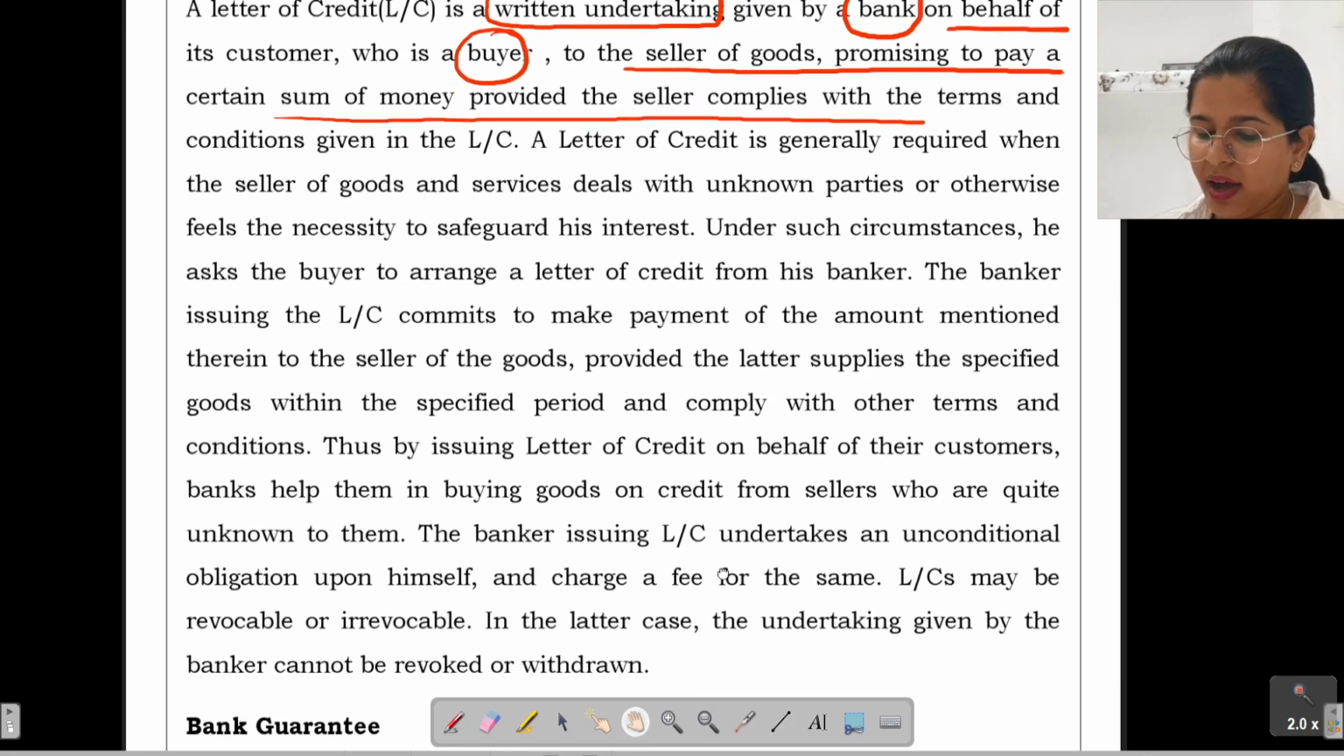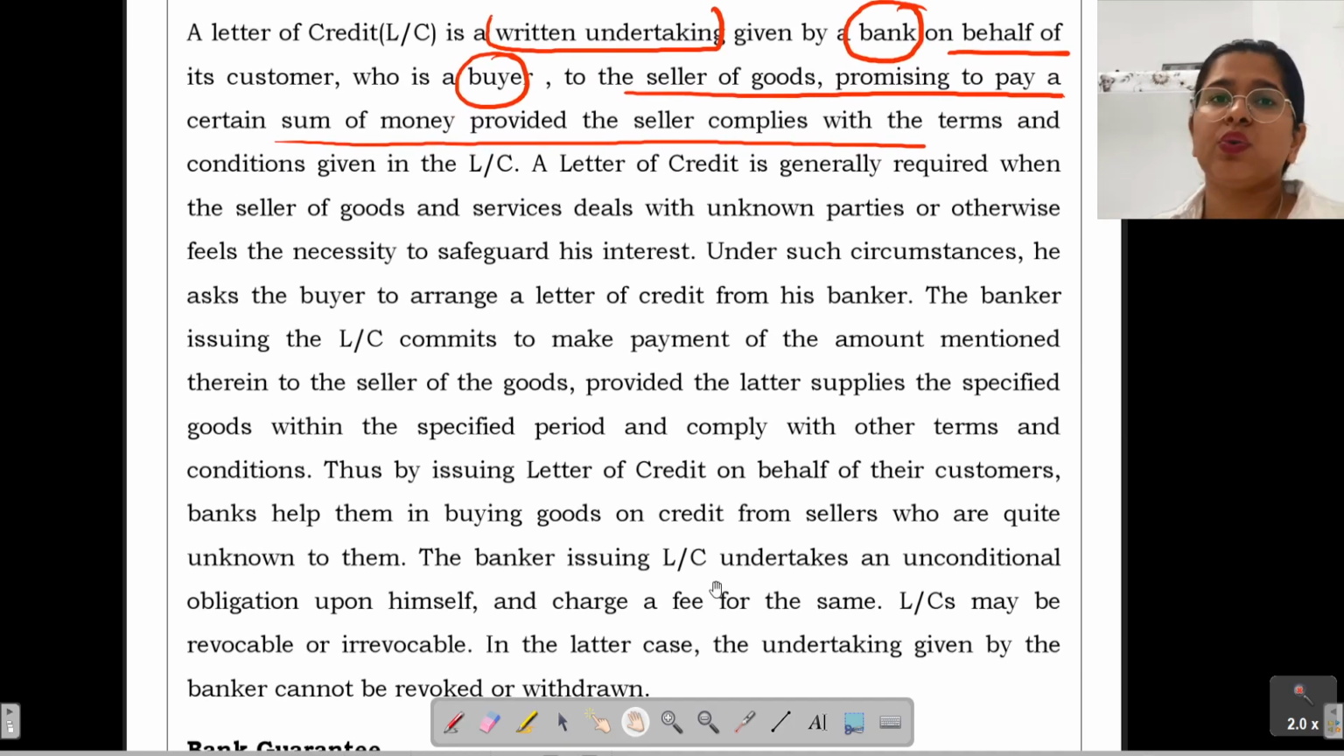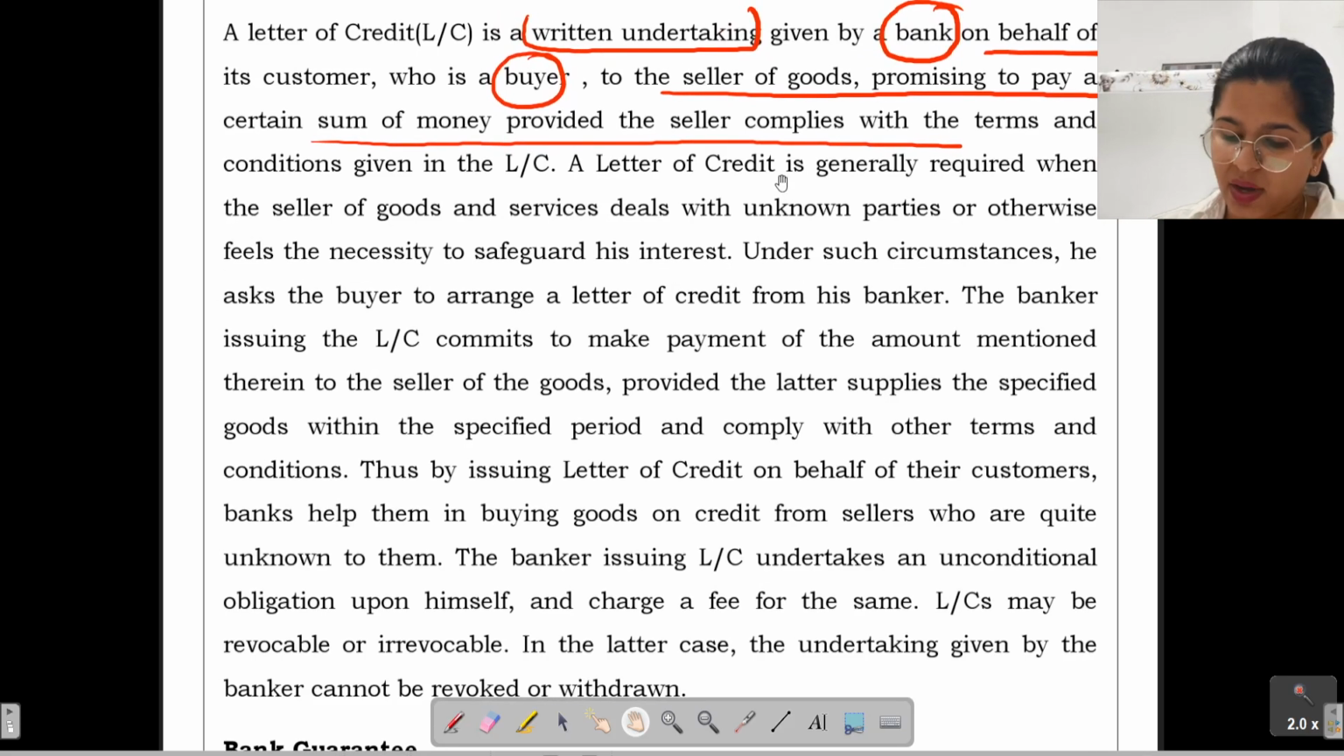So over here, the buyer, who is the customer of the bank, says to the bank that please provide a letter of credit to the seller. So this works as a kind of guarantee. If tomorrow the buyer is unable to make the payment, then the bank is going to make the payment, right? A letter of credit is generally required.